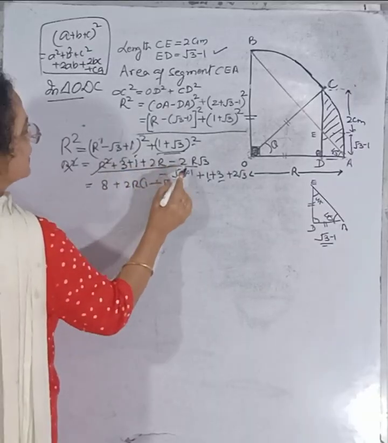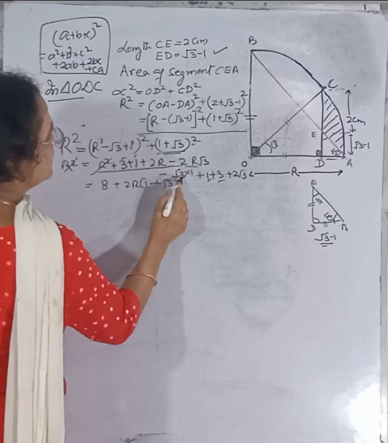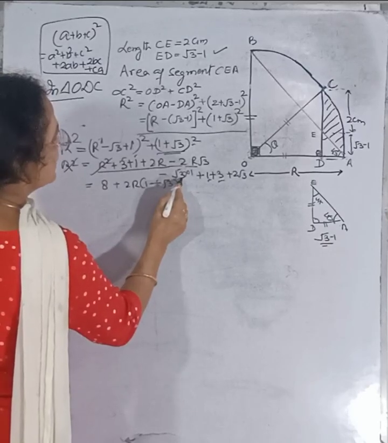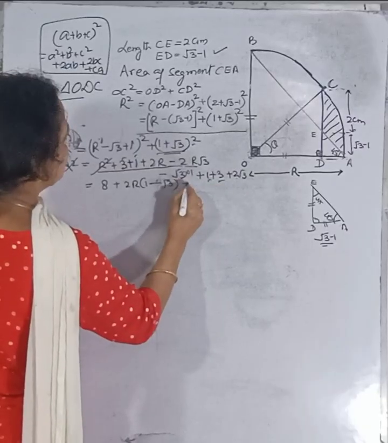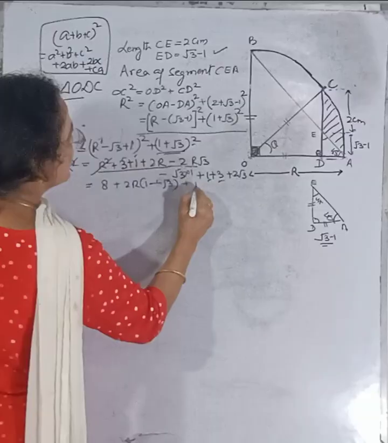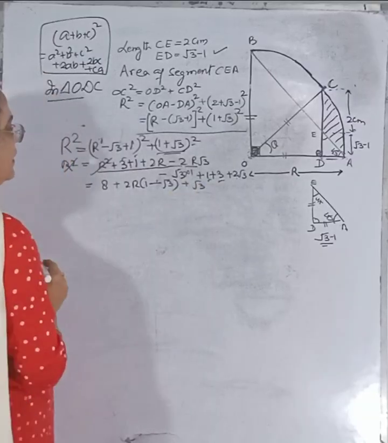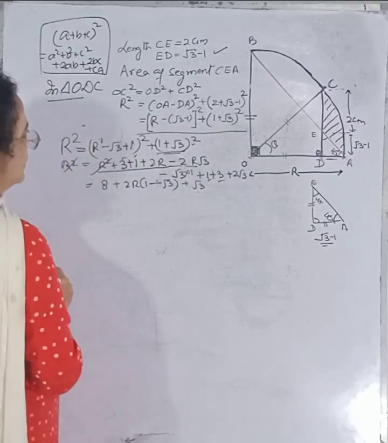This is done, this is done, this is done. This is minus root 3 into 1. This is plus 2 root 3. It means only plus root 3 will remain here. Okay?